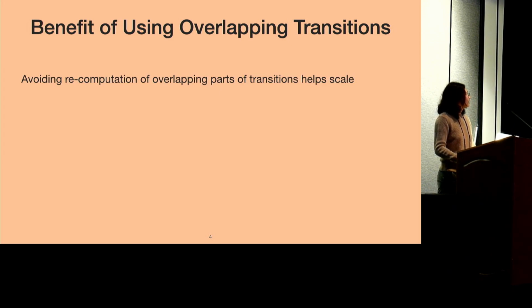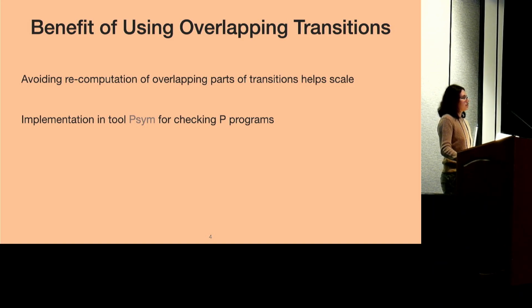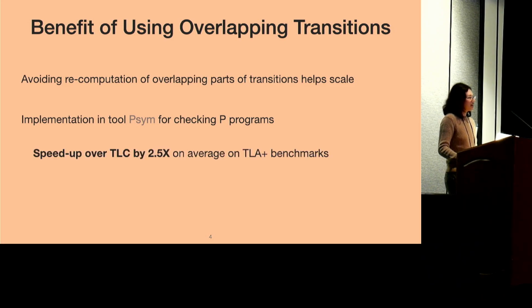And to convince you of this fact and give you an idea of how much this helps, I'll give you a small preview of our experimental results. So we implemented this idea in a tool called PSym that can be used to check distributed systems that are implemented in the P programming language. And when we compared PSym against the state-of-the-art model checker TLC, it achieved a speedup of 2.5 times on average on a set of open source TLA+ benchmarks.